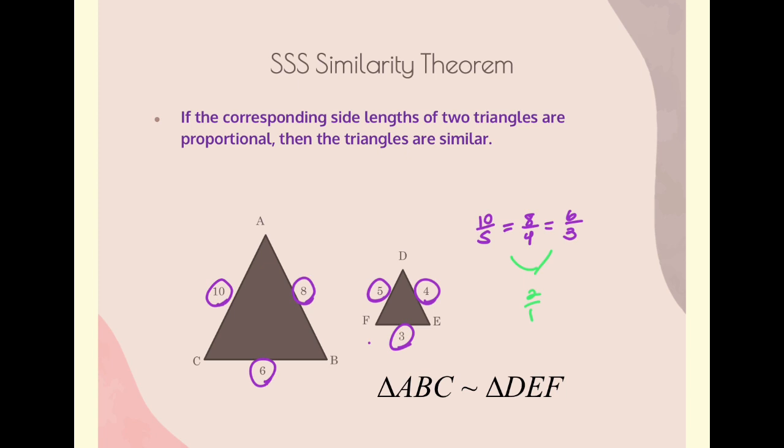And my reason is side, side, side similarity. So we can't just use SSS because that's proving they're congruent. We have to say similarity at the end. And then just like before, if we want to do a similarity statement, we can write it just like this. So in this case, triangle ABC is similar to triangle DEF.